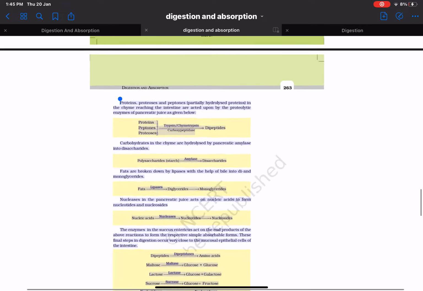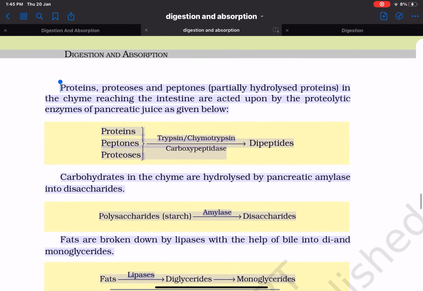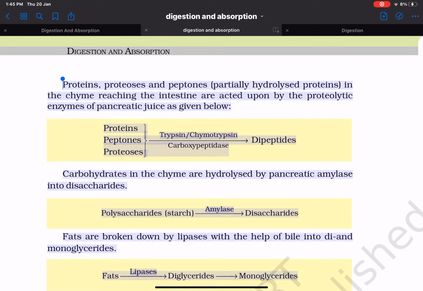Proteins, proteoses and peptones. Partially hydrolyzed proteins in the chyme reaching the intestine are acted upon by the proteolytic enzymes of pancreatic juice as given below.